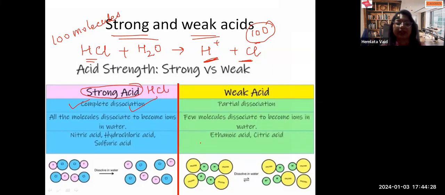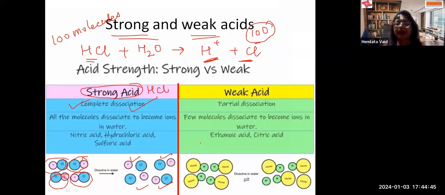Okay, you can see in the diagram is HCl one molecule, second, third, and fourth. All four molecules are splitting here. You can see all four of them got ionized. So this is 100% dissociation. So it is a strong acid.